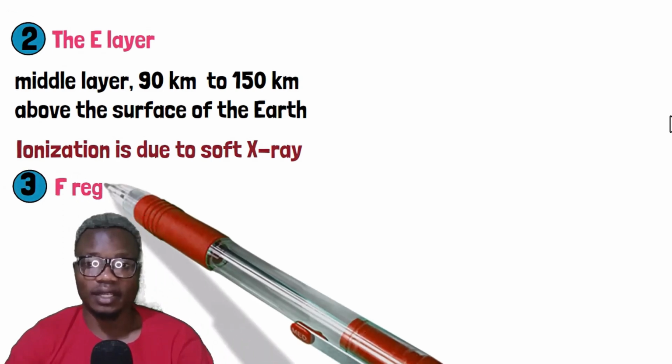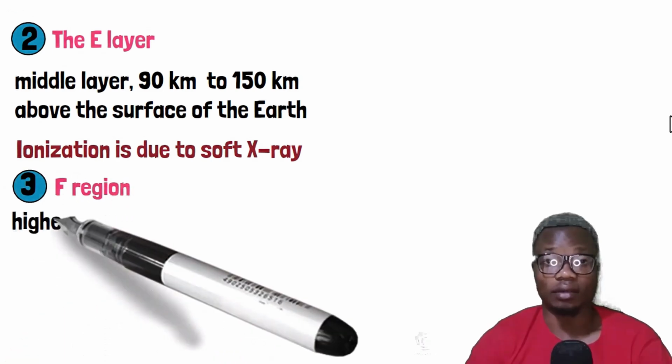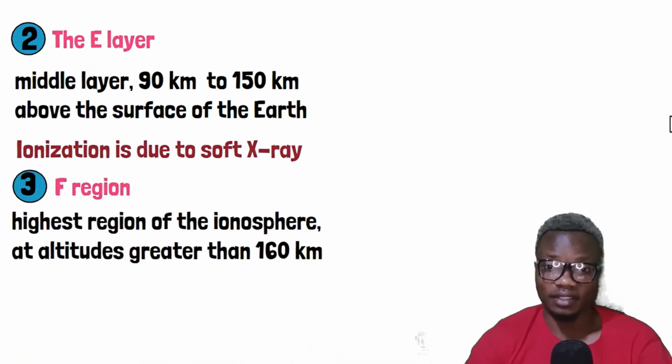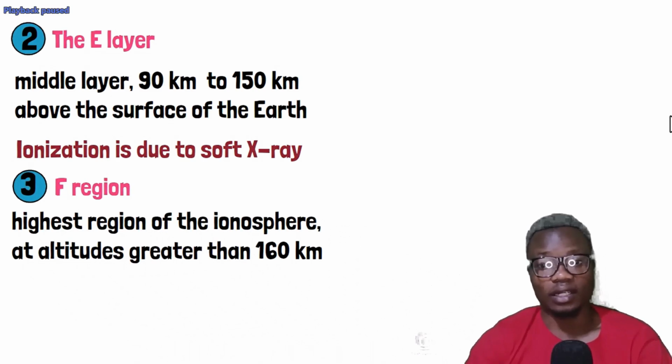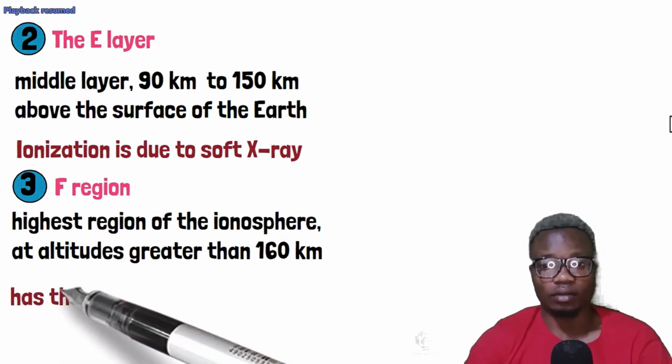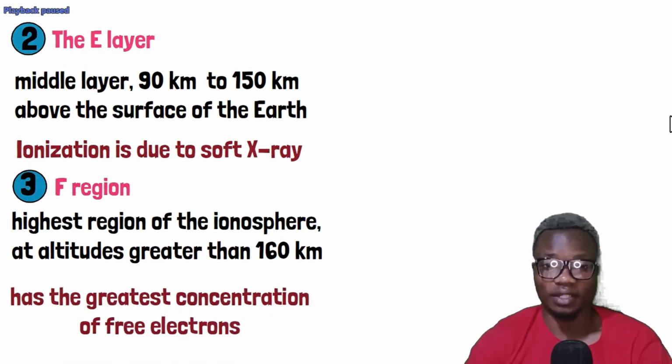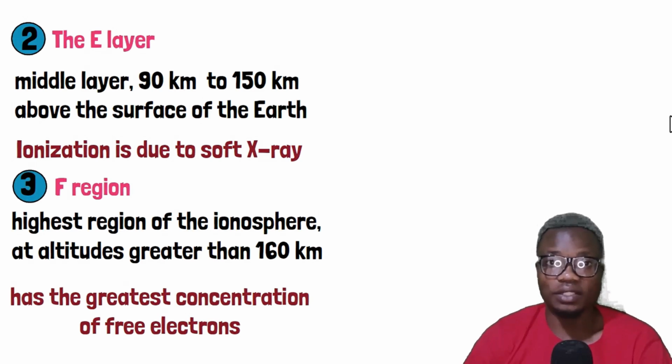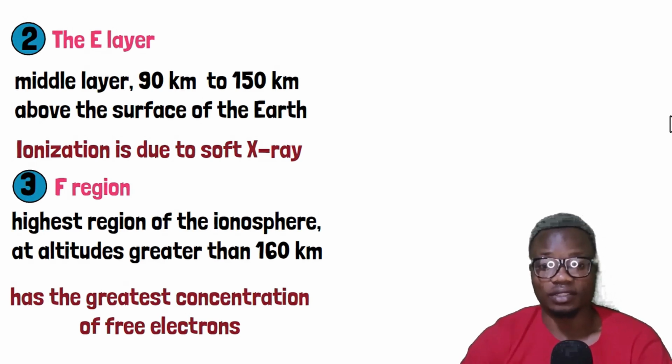So the last layer is the F region or F layer. This one is the highest layer in the ionosphere, at an altitude above 160 kilometers. This layer has a high concentration of free ions and free electrons. So among the 3 layers, the D layer, E layer and F layer, the F layer is the layer which contains the highest concentration of free ions and free electrons.